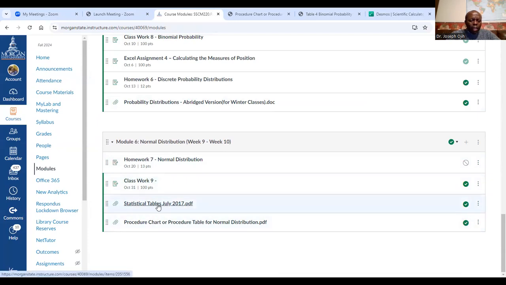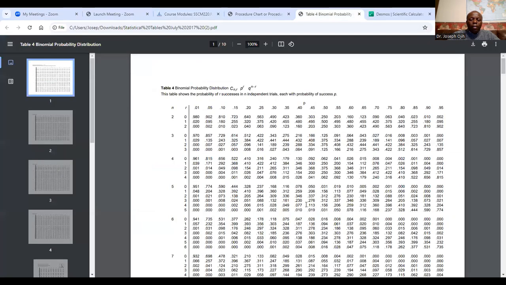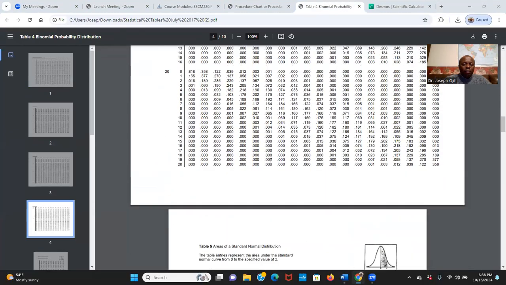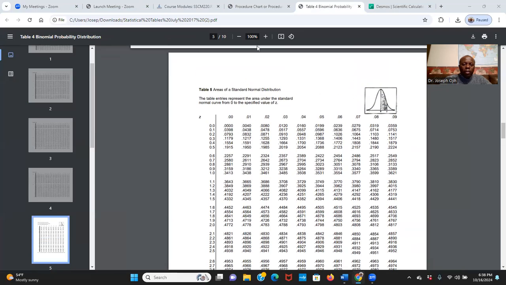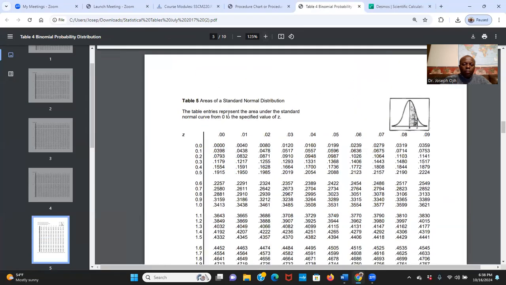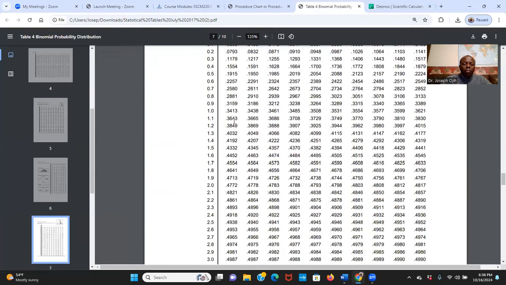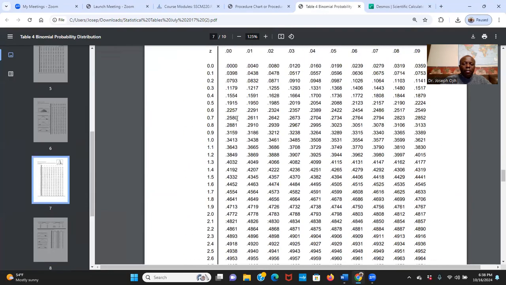But this table, download it and print it, because from now on, we'll be using it. It's called a statistical table. I have a copy here that I can show you how it looks like. Okay, it's right here. We'll be using it from now on, statistical tables. This is for binomial. This is for normal distribution right here, table five. That table has 10 pages. Print it and keep it handy.